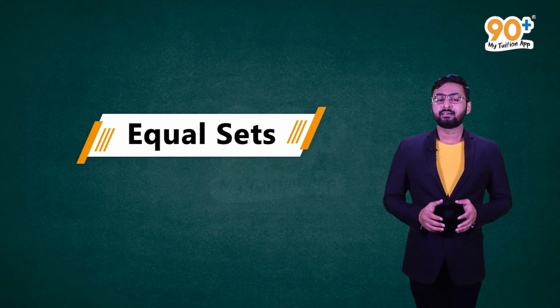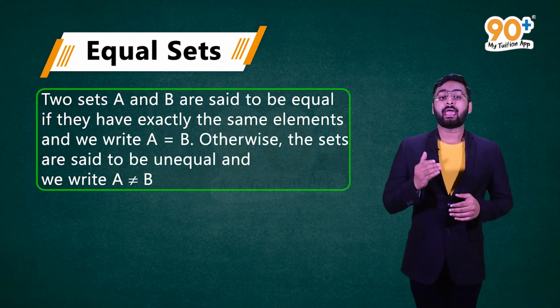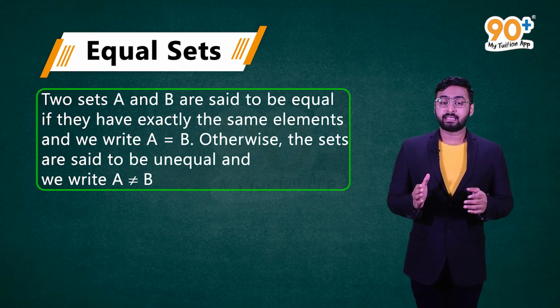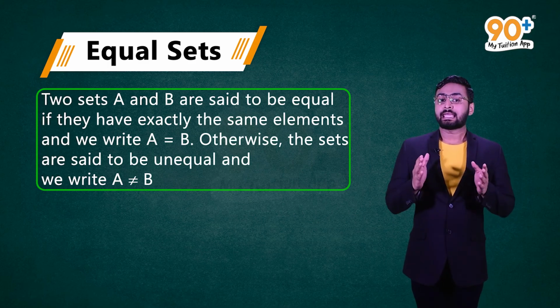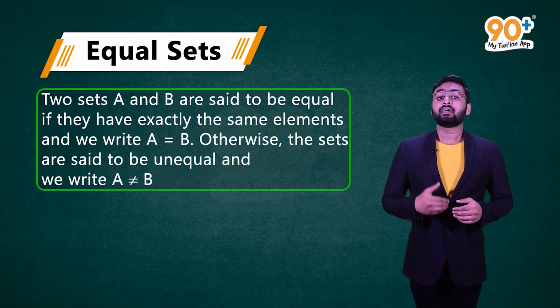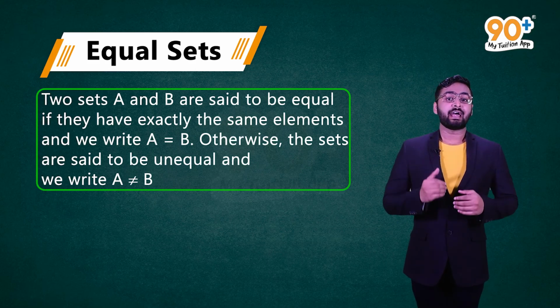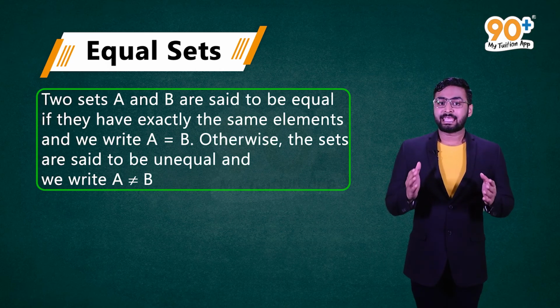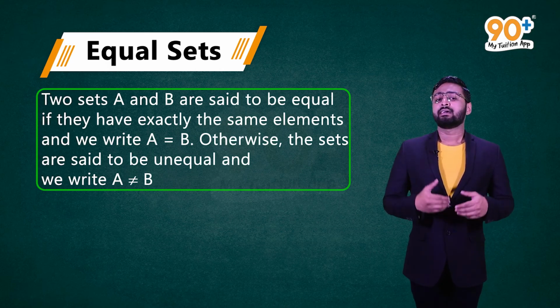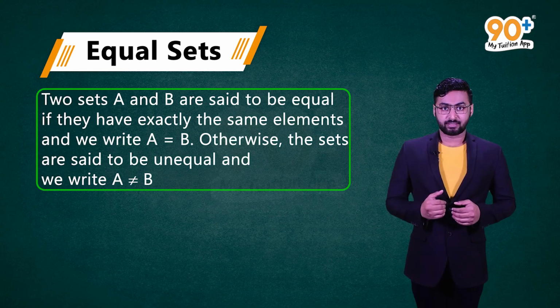Equal sets. Two sets A and B are said to be equal if they have exactly the same elements, and we write A equal to B. Otherwise, they are said to be unequal and we write A not equal to B. Let's take a look at an example.